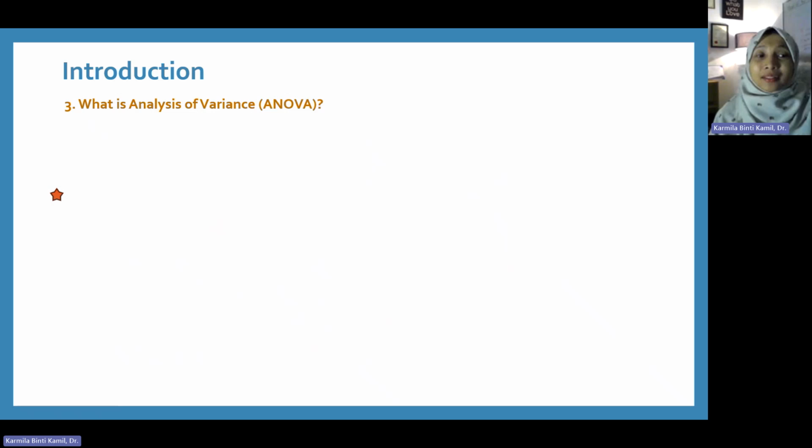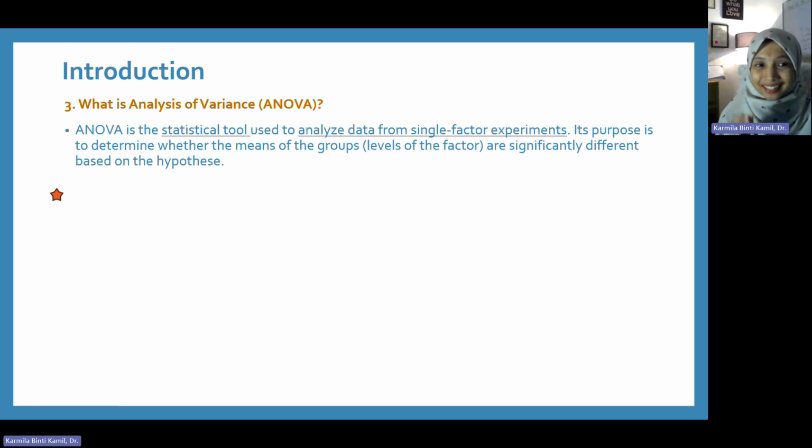All right. Now we will learn a bit, okay, the introduction of what ANOVA, or analysis of variance, actually is. So ANOVA is a statistical method, okay, a statistical tool used to analyze data from single factor experiments that we learned in the previous slide. Its purpose is to determine whether the means of the group levels of the factor are significantly different based on the hypothesis that we have.